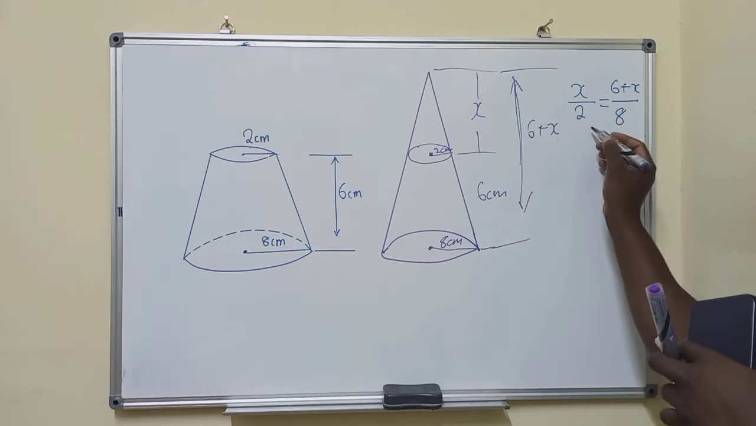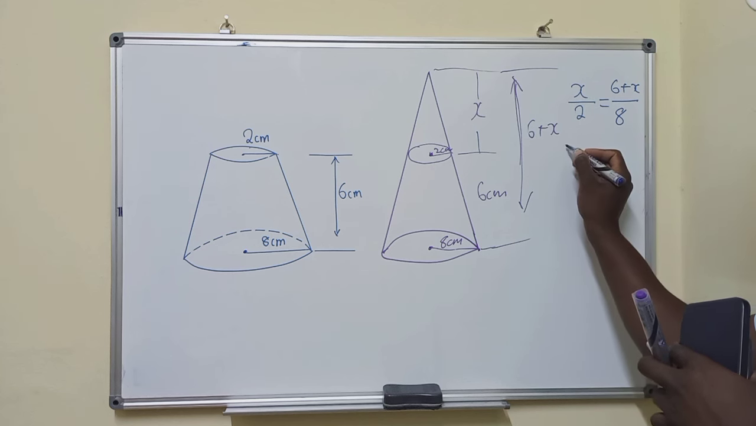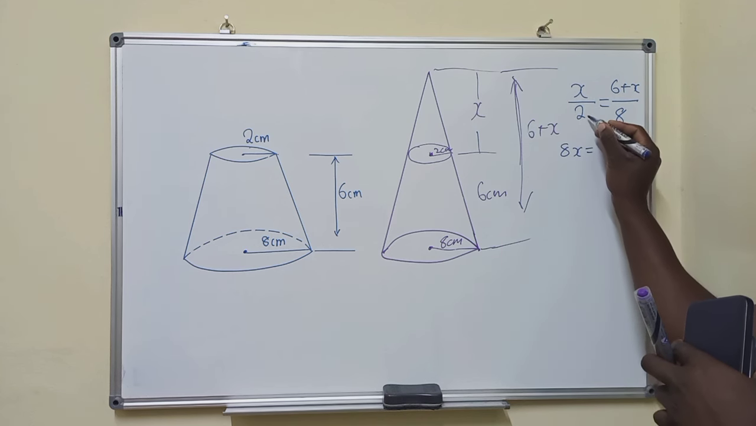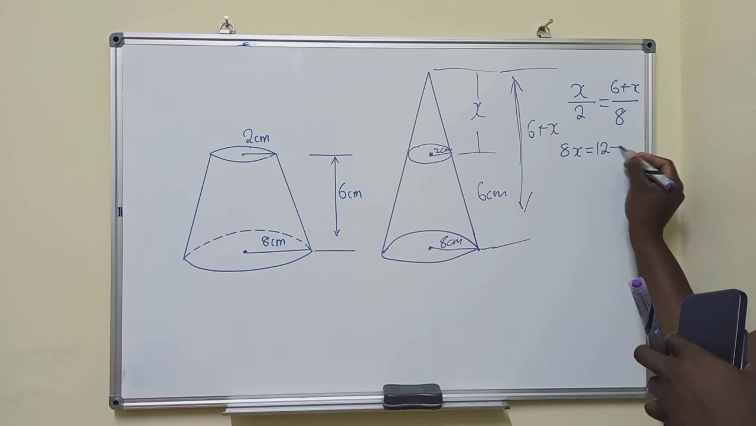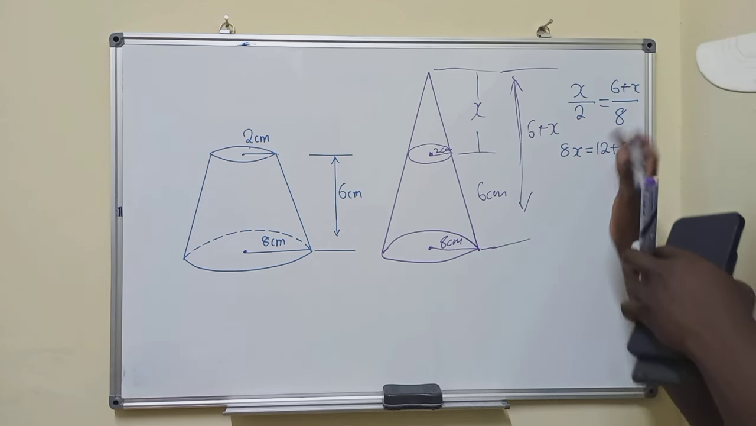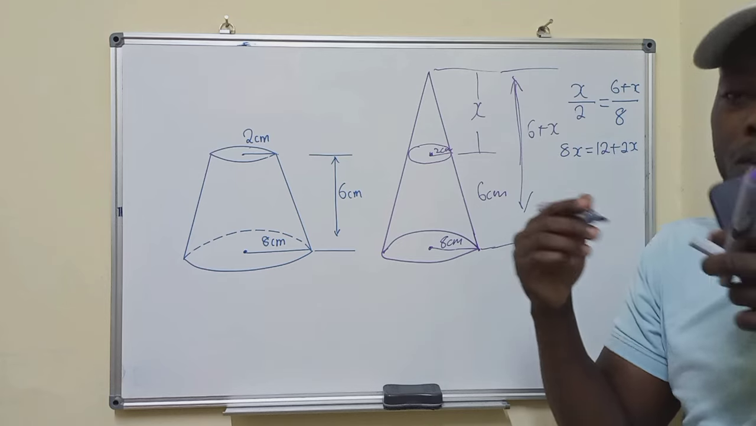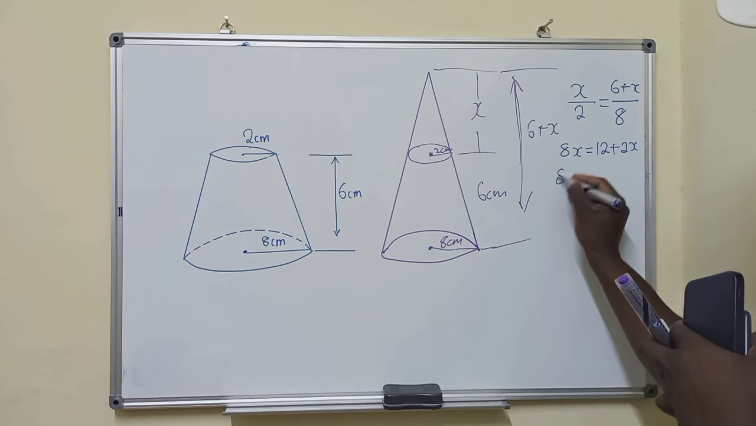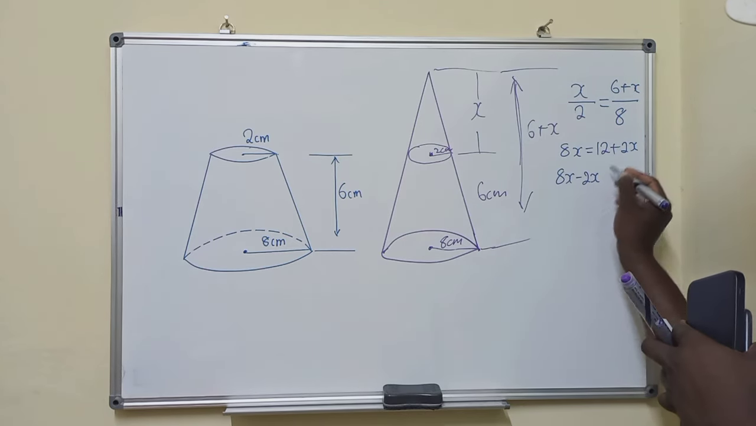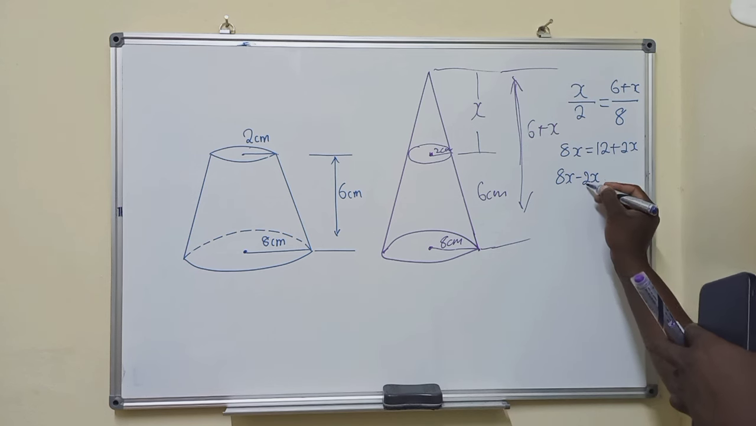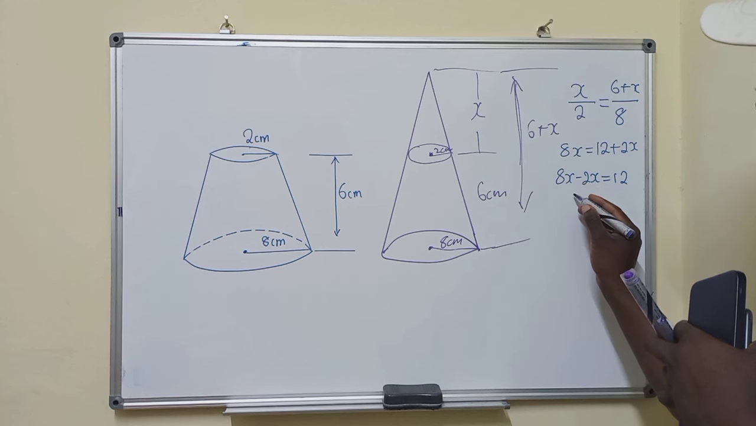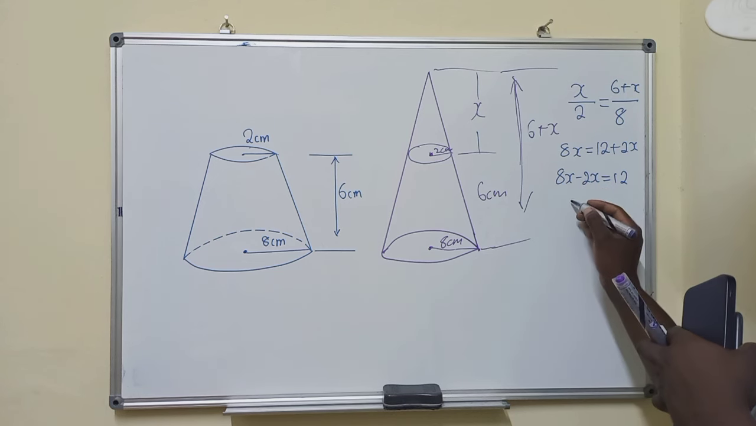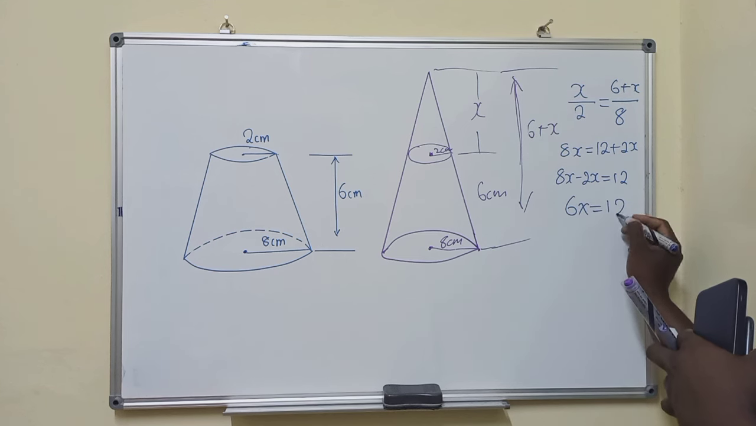So you cross multiply: x by 8 is 8x, which is equal to 2 by 6, which is 12, plus 2 by x, which is 2x. What I've just done here is cross multiplication. After that, we group the like terms. We have 8x minus 2x equal to 12. We work out things here: 8x minus 2x, we're getting 6x is equal to 12.